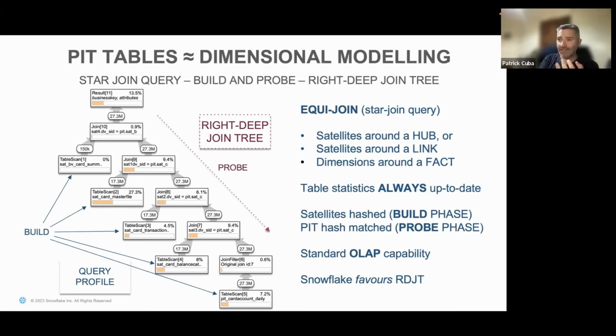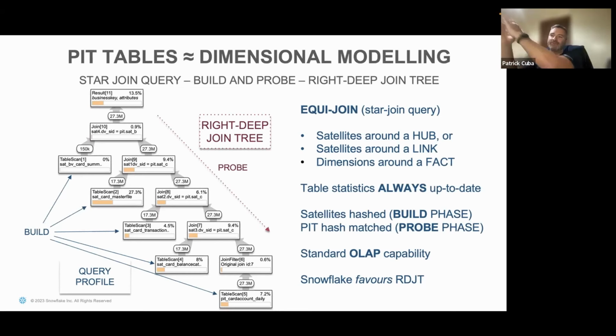A left deep join tree would take two tables, do a nested loop of one table against the other, come up with a result, and then take the next table and do the same thing over and over, sort of in a leftward fashion.